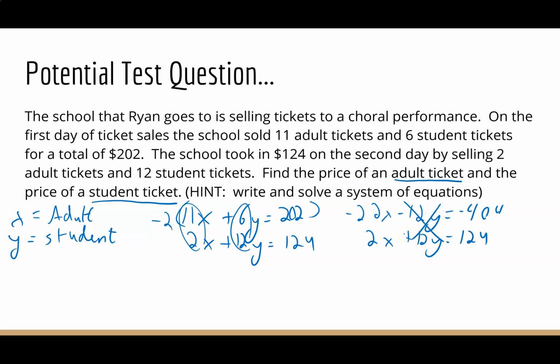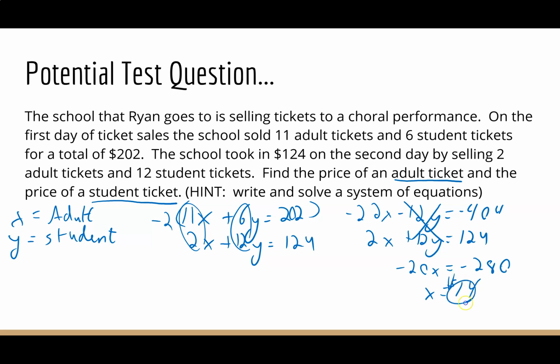Negative 22 plus 2 is negative 20x. Negative 404 plus 124 is negative 280, I believe. Divide by negative 20, I get x equals 14. So adult tickets are $14.